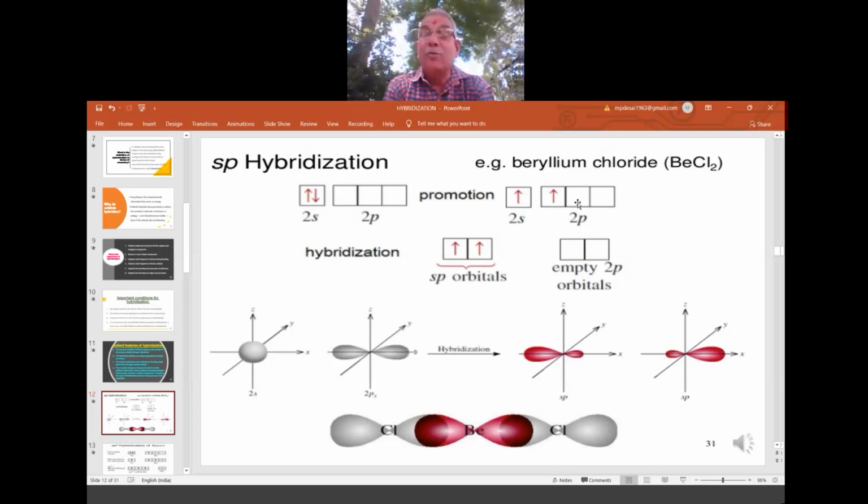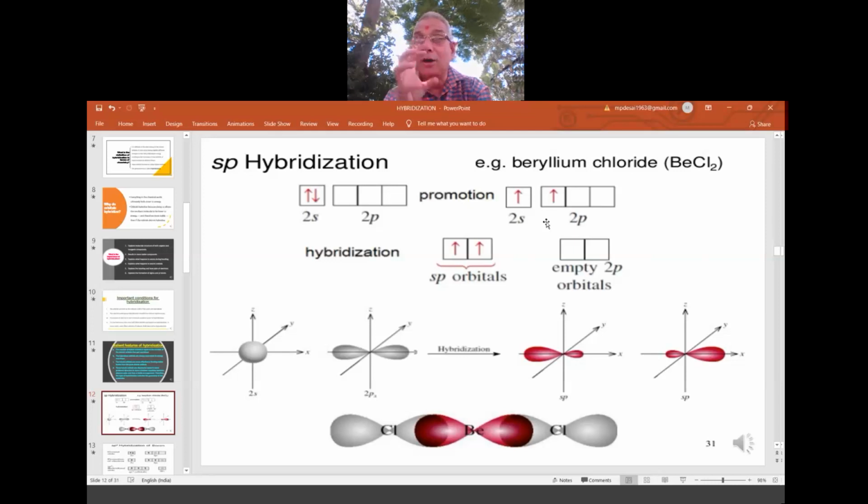Why do I have to make two unpaired? Because in beryllium chloride we have 2 chlorine atoms. So 2 chlorine will come with a single electron each. That's why 2 single electrons are required in the beryllium also. Now these two will go for mixing. This is one s orbital, and this is one p orbital.